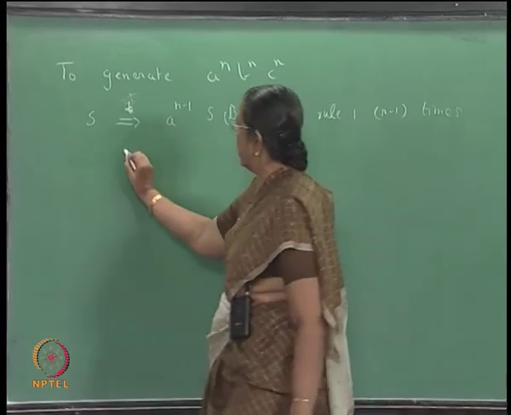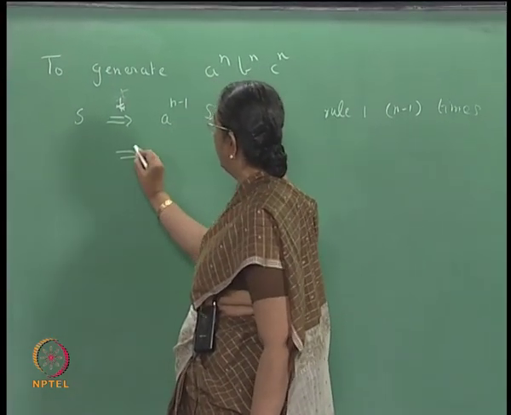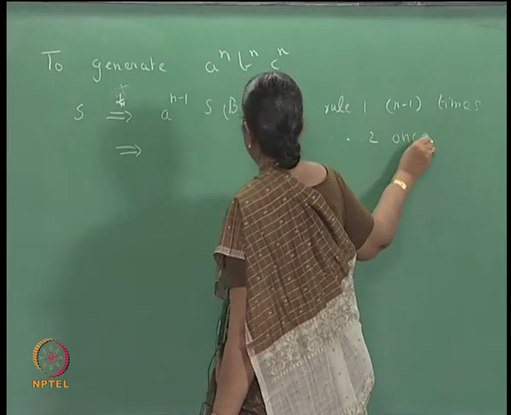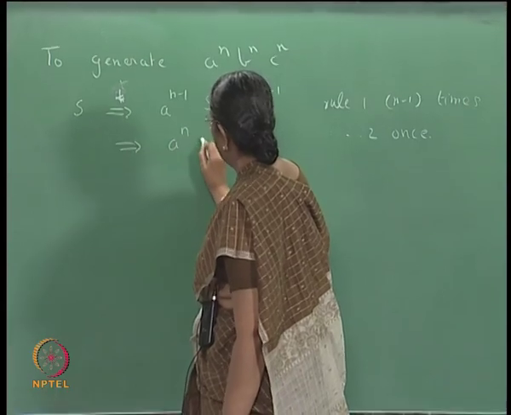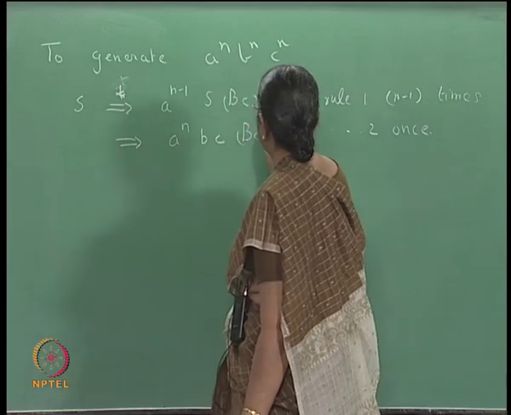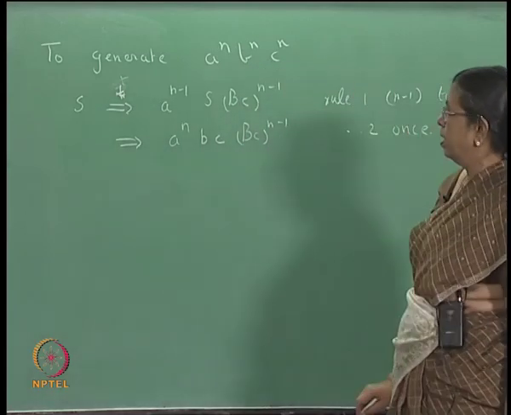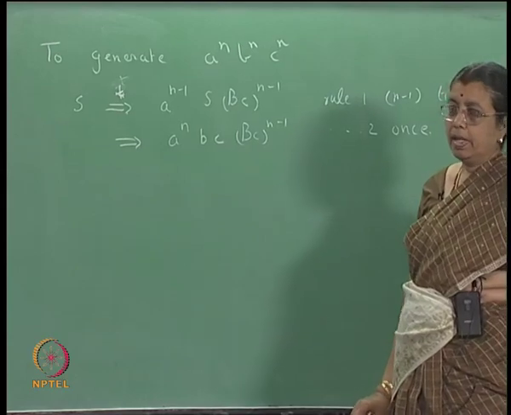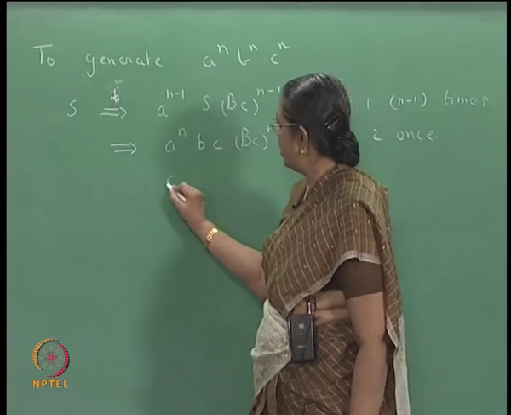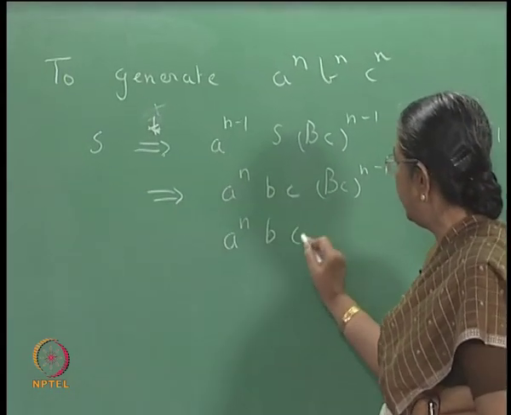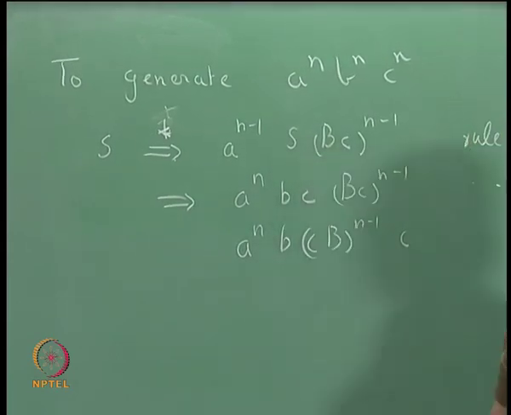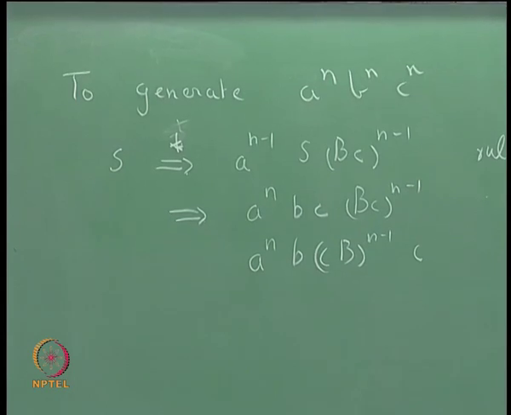Then you apply rule 2 once, you will get A power n B C, B C power n minus 1. So, this you can also write as A power n B C B to the power of n minus 1 C, right.